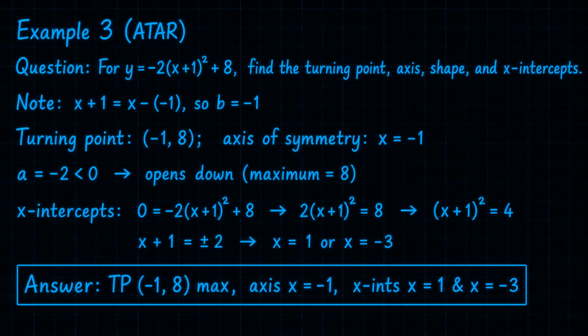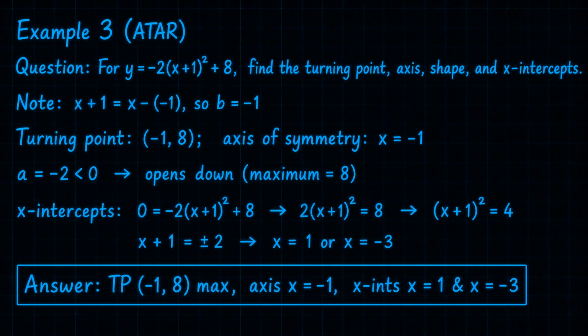Example 3, an 8R style one. y equals minus 2(x plus 1) squared plus 8. Careful, x plus 1 is the same as x minus negative 1, so b is minus 1. That makes the turning point (minus 1, 8), and the axis x equals minus 1. Now a is minus 2, negative, so it opens downward. The turning point is a maximum, and the biggest value is 8.